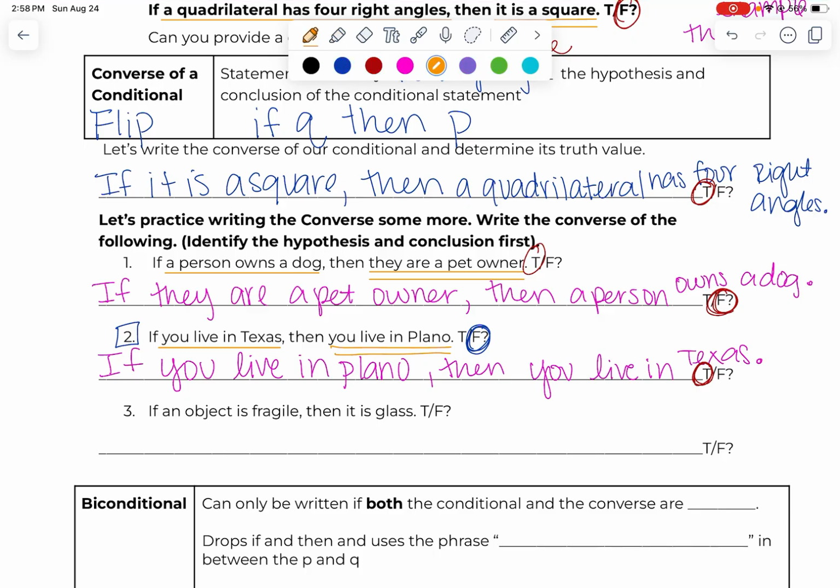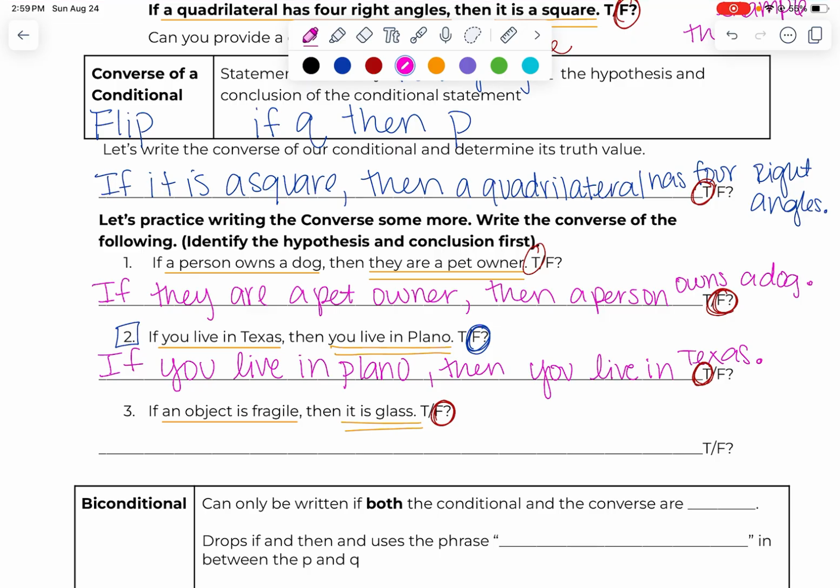If an object is fragile, then it is glass. We're going to underline our hypothesis once, our conclusion twice. So if an object is fragile, it is glass. There are many different types of fragile objects. There's ceramic, there's pottery, really anything could be fragile. So this statement will be false.